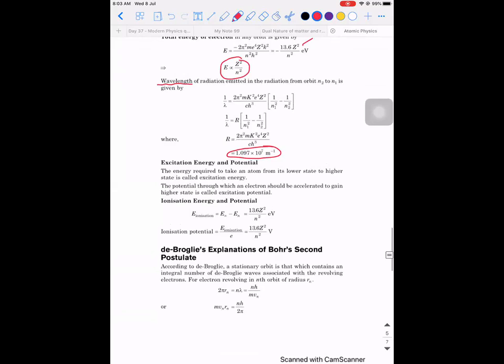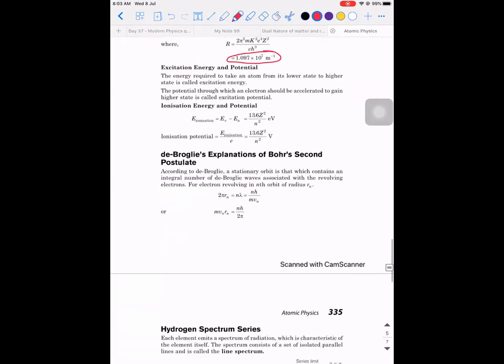Right. See, 1 by lambda is also called what? There is another name: wave number. Yeah, you call it wave number. Sometimes the question can be asked as wave number also, so you need to be careful.